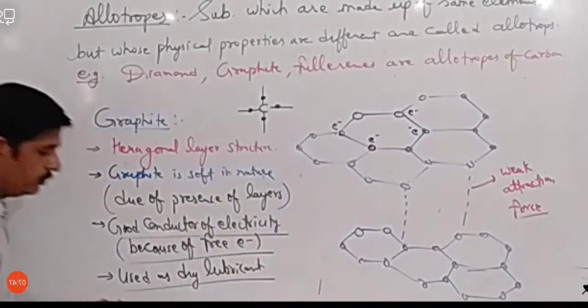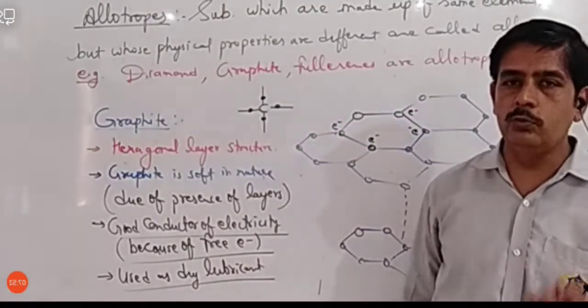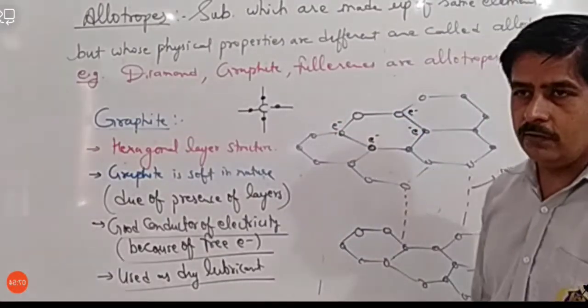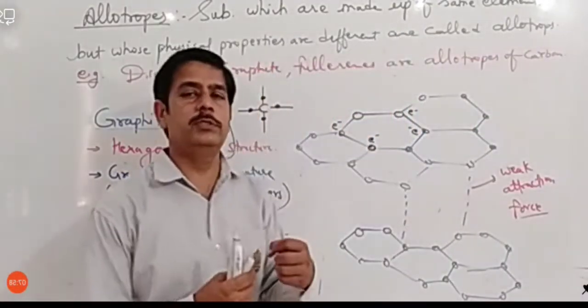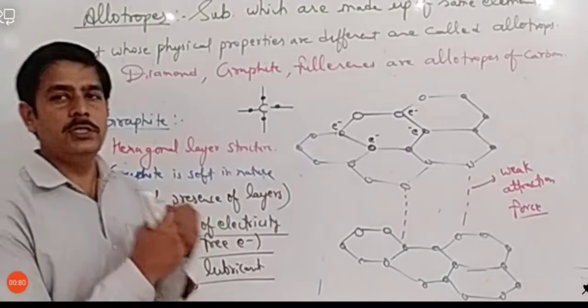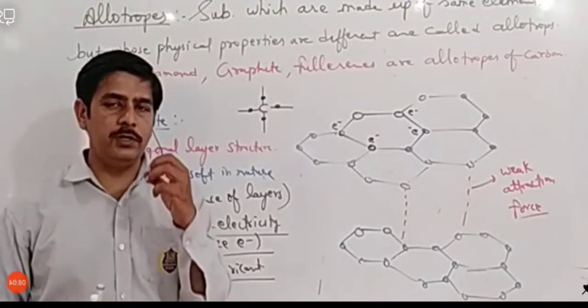Do you know what is lubricant? Lubricants are those substances which are used to reduce the friction. Actually, when any machine is used, you know that there are so many parts of machine which rub each other. So that's why they produce some friction. So we want to reduce the friction.